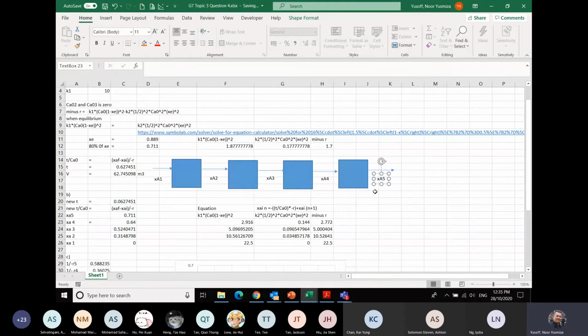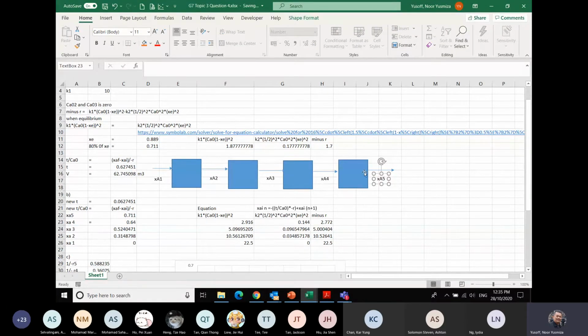So initially he got XA5, how he got it from the design equation. So we said that we want to have the final conversion, 80% of the equilibrium conversion. So he did it here. So you just take 80% of this XE value. The value here is 0.711. So basically XAF is 0.711.